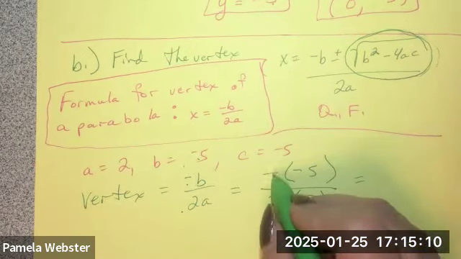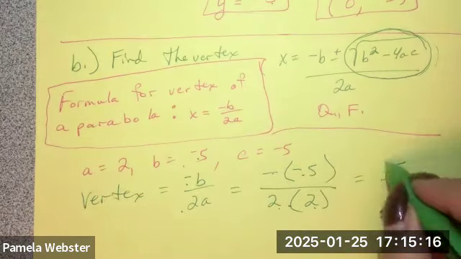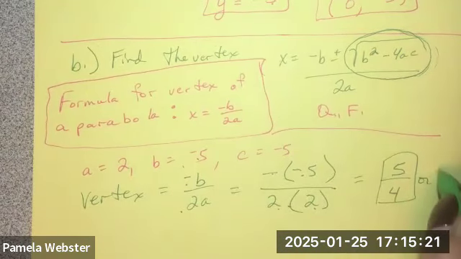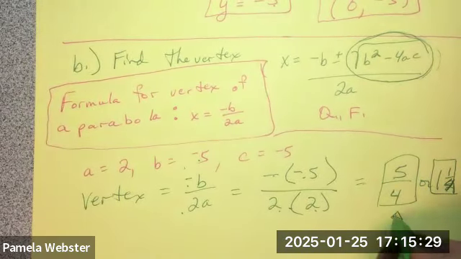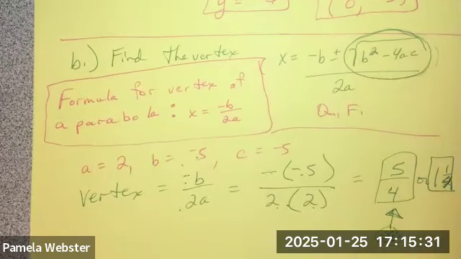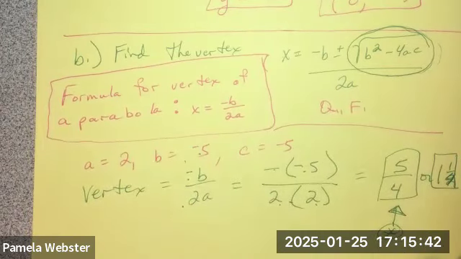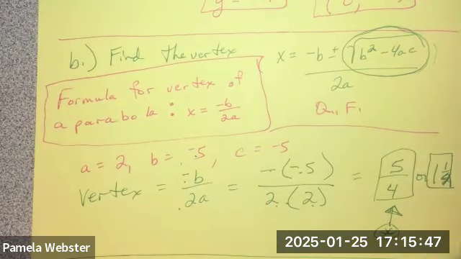Plug and chug. A negative of a negative is a positive. This is a 5. A 2 times a 2 is a 4. 5 over 4, or if you like to make that into a mixed number, you can. 1 1/4, that's okay. I normally leave things like this, even though it's an improper fraction. I know sometimes math teachers drill into our students, don't leave it as an improper fraction, but for our purposes, sometimes -5 over 4 works nicely. So I don't care if you leave things as -5 over 4. That's fine by me. Okay.